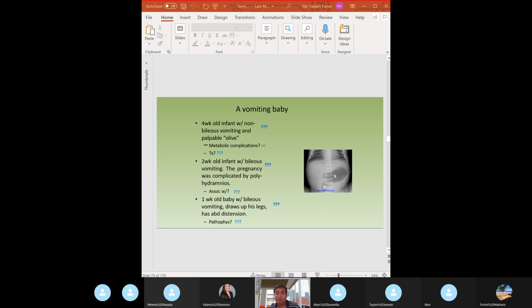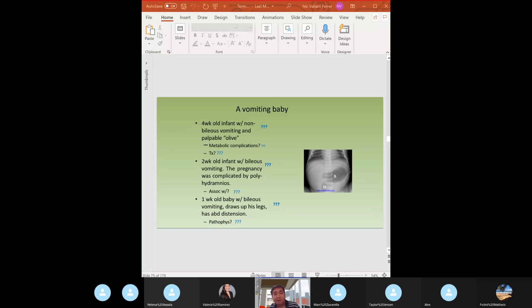Surgery, yes or no? Yes. So you could do immediate surgery referral for a myotomy. Next, a 2-week-old infant with bilious vomiting. Pregnancy was complicated by polyhydramnios. It could be either intestinal atresia or annular pancreas. Intestinal atresia, don't forget, is associated with Down syndrome, especially duodenal atresia.